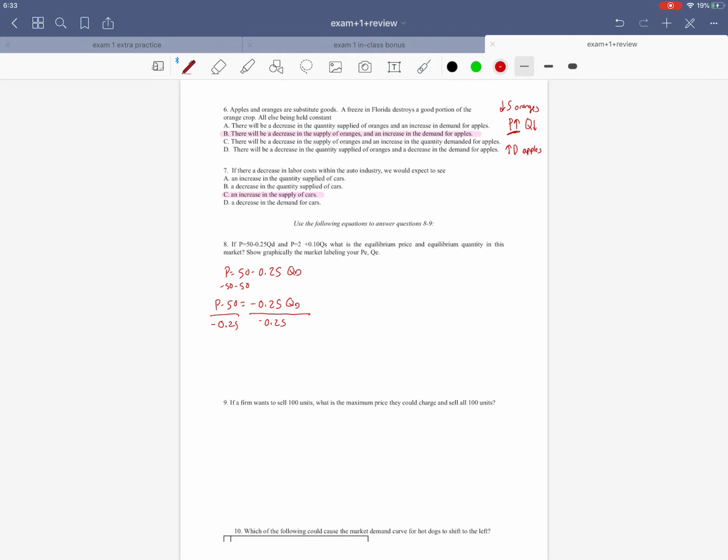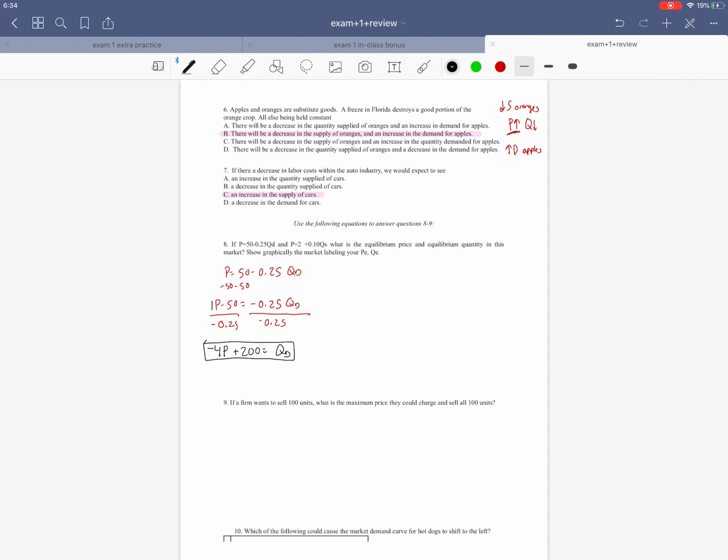And as we talked about in the notes, anytime you just have that variable P there, that means that there's an imaginary 1. So 1 divided by negative 0.25 is going to give us a negative 4P. And then if we take 50 divided by 0.25, that's going to be 200. So plus 200 is equal to QD. So here's our demand equation.